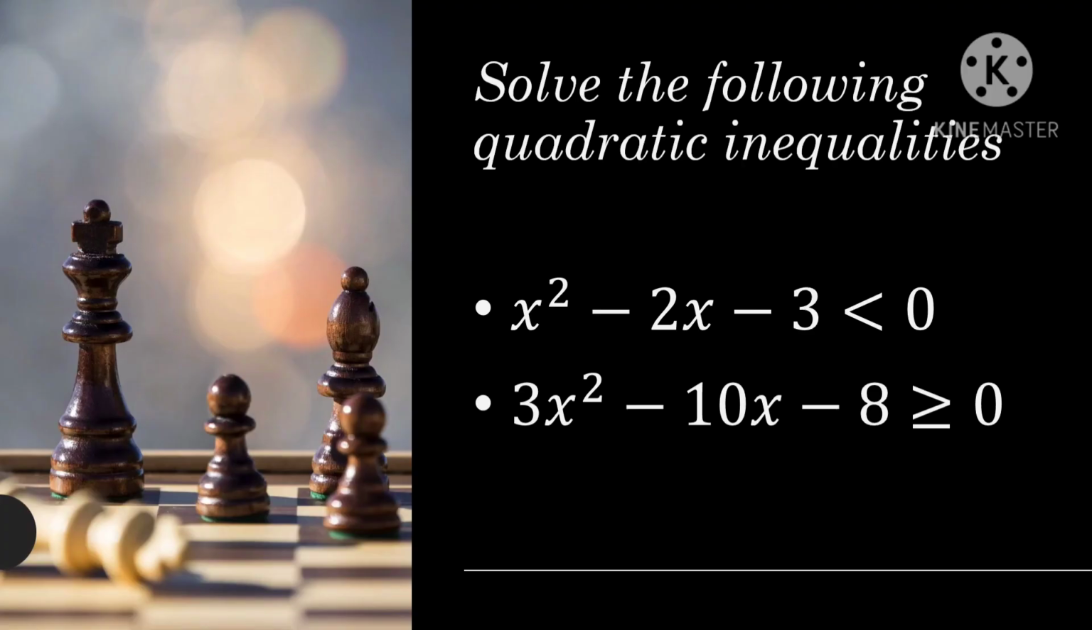Okay, this time solve the following quadratic inequalities. One is x squared minus 2x minus 3 is less than 0. Second, 3x squared minus 10x minus 8 is greater than or equal to 0.